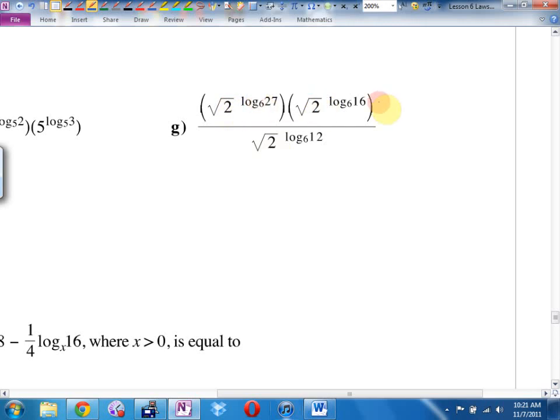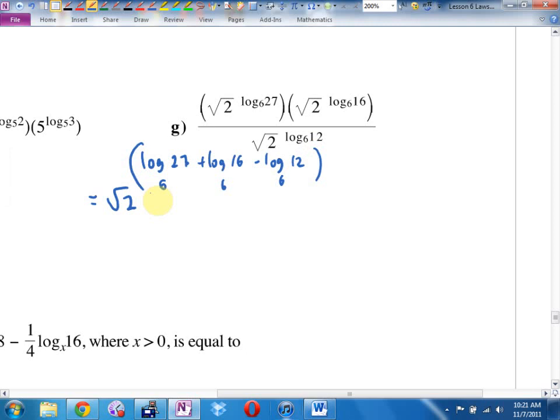I think this whole thing is actually root 2 to the power of log base 6 of 27 plus log base 6 of 16 minus the log base 6 of 12. Does that make sense? Haven't done anything new. I got to try something. I'd be a little stubborn.